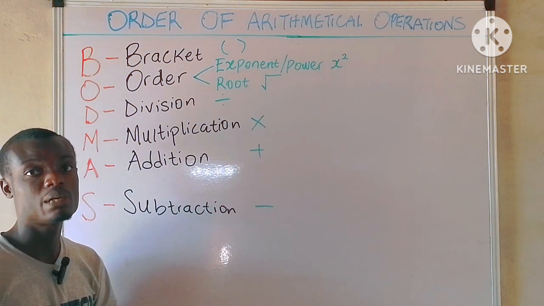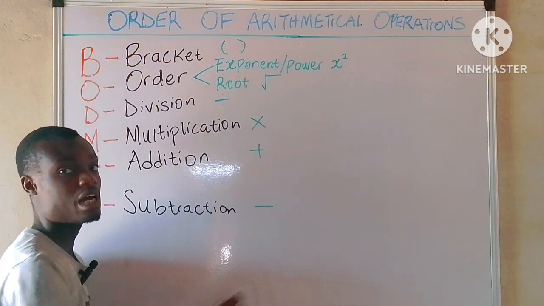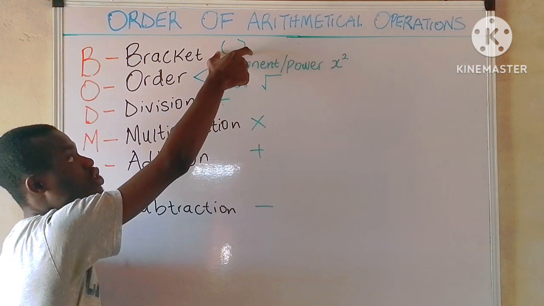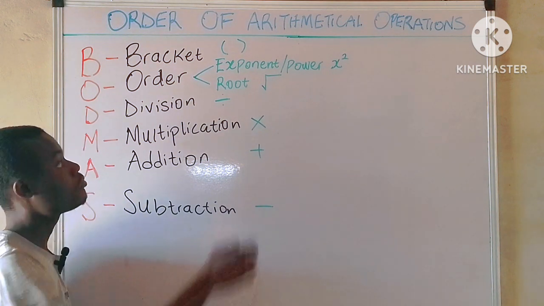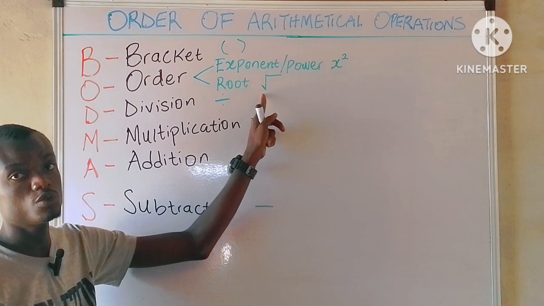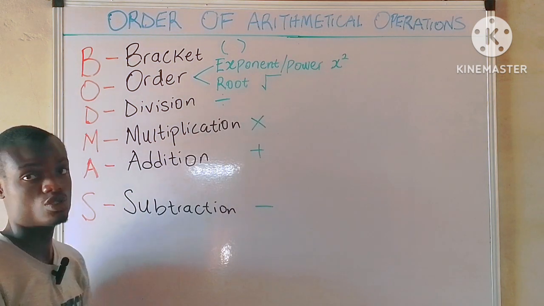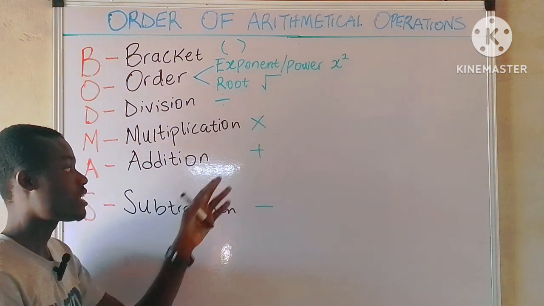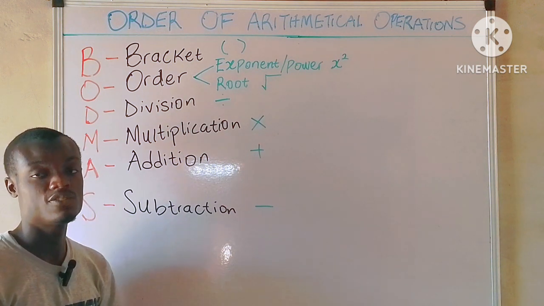So what does this order mean? It simply means that when we are given these different operations in a particular mathematical problem, you must solve for what you have in the bracket first. Then when you have solved that, you can now move to anything related to order, be it a power or a root. Then when you have solved that, you can now solve anything that has to do with division. Then we can now move to multiplication. Then we can now solve addition, and lastly we are going to solve subtraction in the given question.